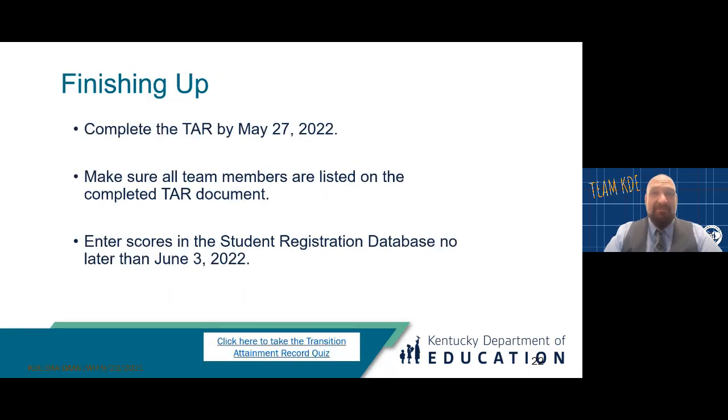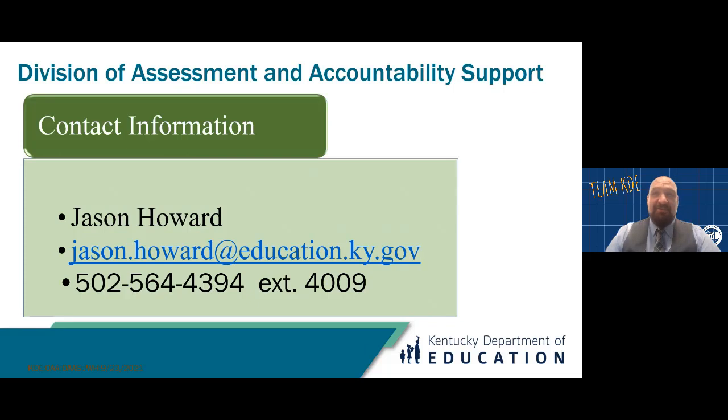So wrapping up, as a reminder, the TAR is open for administration from September 27th, 2021 to May 27th, 2022. When completing the TAR document, make sure all team members are listed. There is a firm deadline of June 3rd, 2022 for score entry in the student registration database, and this cannot be altered due to data reporting requirements for the state. So this concludes the TAR training for 2021-2022.